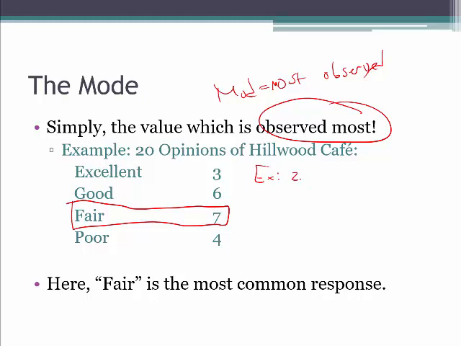Suppose you have numbers. You have a data set that looks like this. You'd look through the data set and you'd say, oh, okay, the number 4 here is the mode.